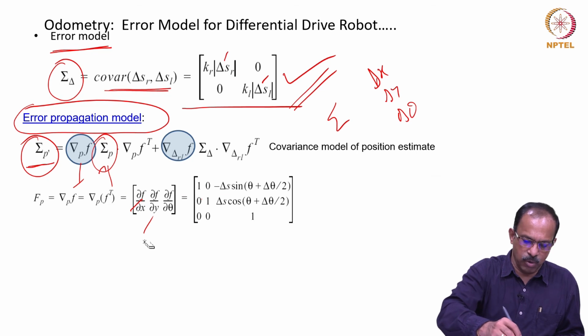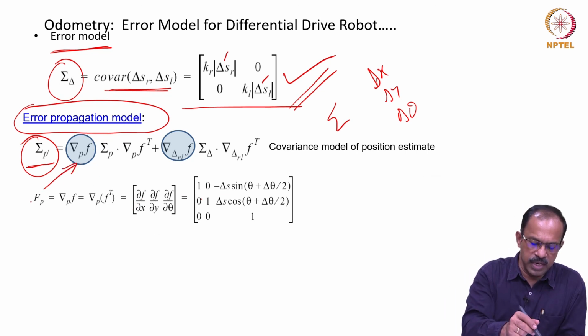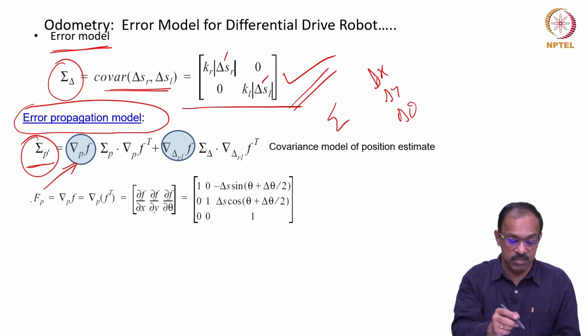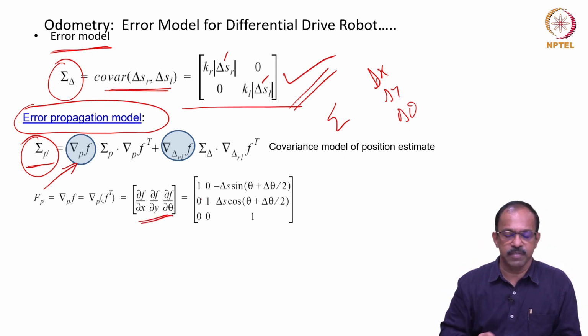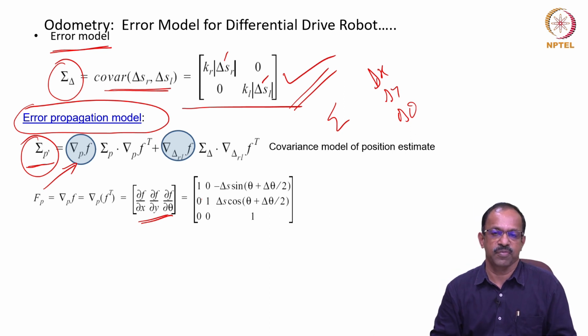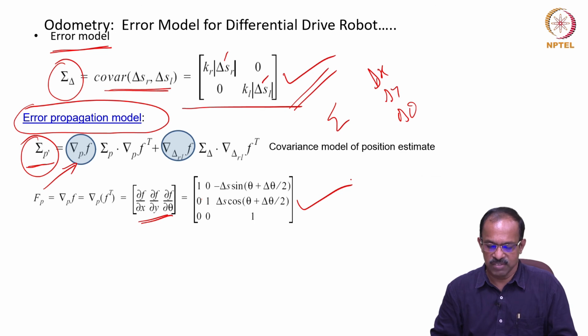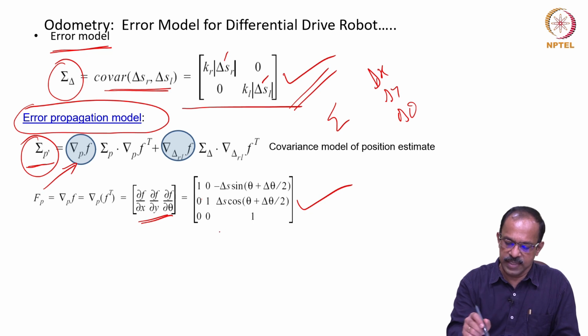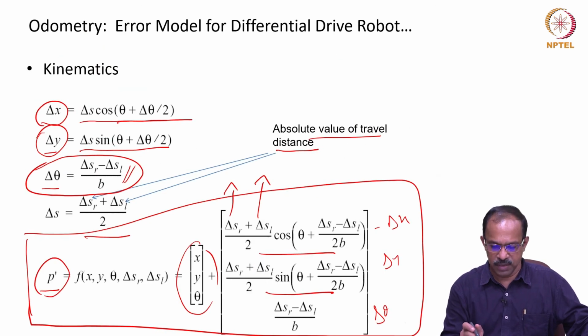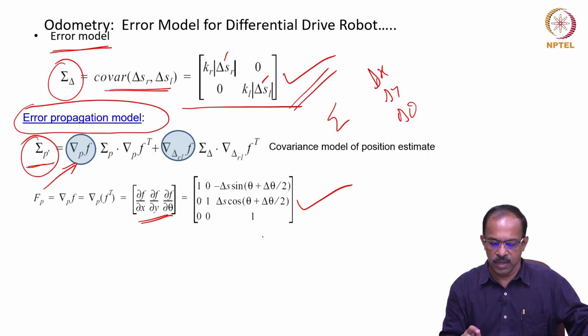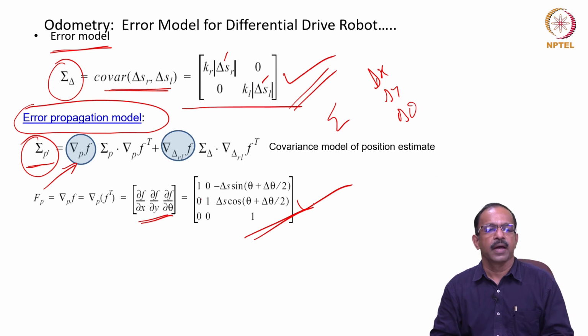The Jacobian Fp for the position estimate can be obtained by taking the partial derivative of f with respect to x, y and theta, because f is a function of x, y, theta. Therefore, we get the matrix: 1 0 minus delta s sin(theta plus delta theta by 2); 0 1 delta s cos(theta plus delta theta by 2); 0 0 1. Basically, we are taking the partial derivative of the previous function and writing it here as the Jacobian. So this is basically Fp.